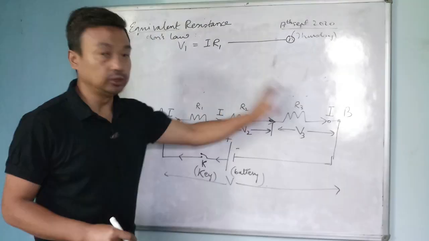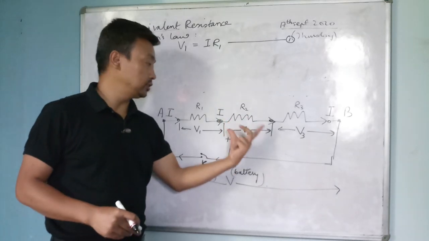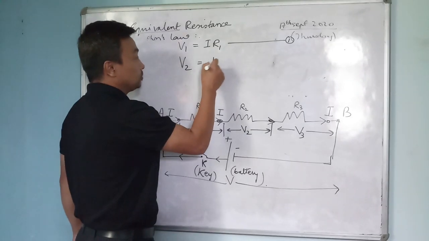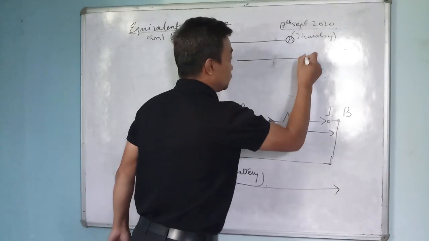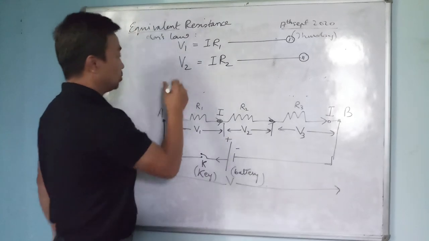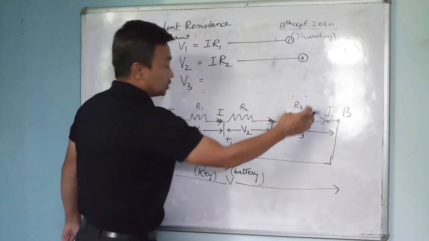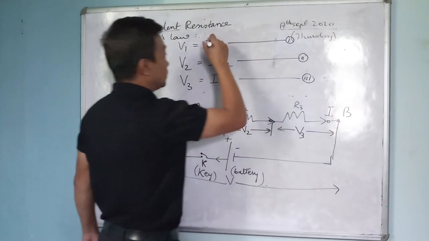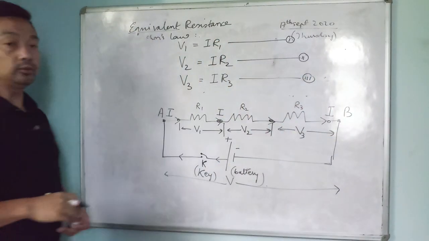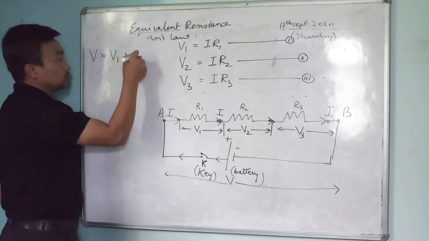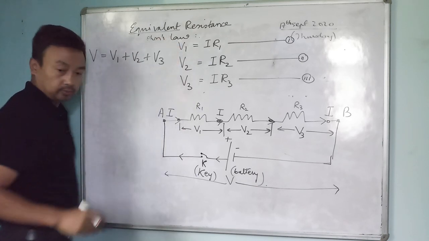Similarly, when you come to this resistor, what is the potential difference? V2, and what is the resistance? R2. But here also the same current I is flowing, so we get V2 equals I R2. This is for the second resistor. Since we have taken 3 resistors, we also have for the third one, V3 equals I R3, because here the current remains the same throughout the resistors. Now you have just learned that V equals V1 plus V2 plus V3.